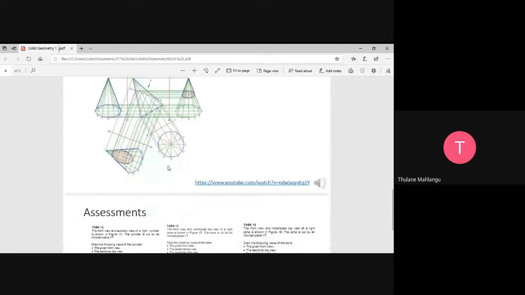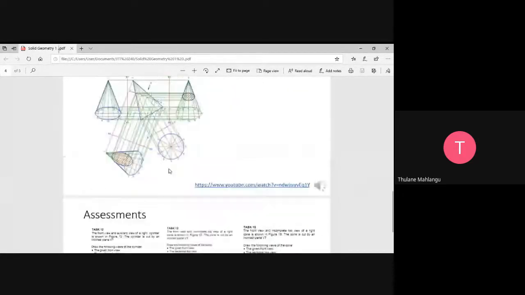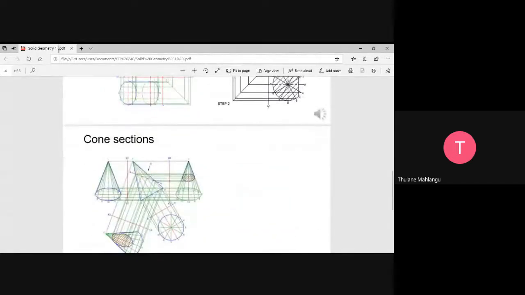And obviously these are the assessments. Any questions, guys? I can't see the questions.